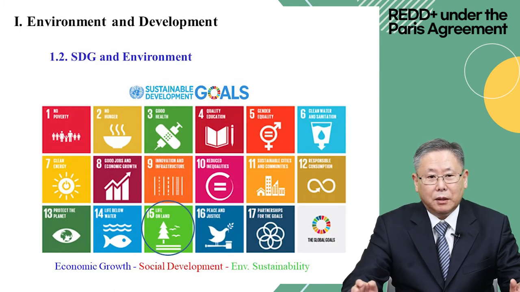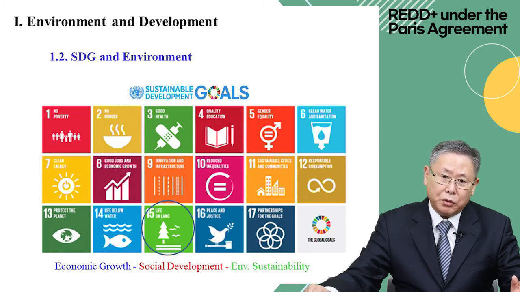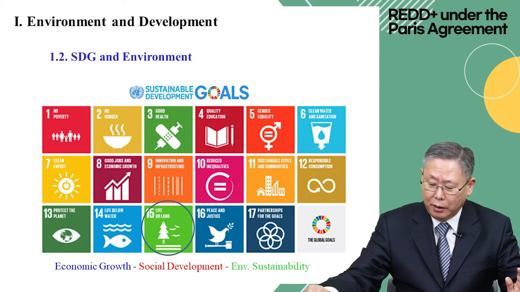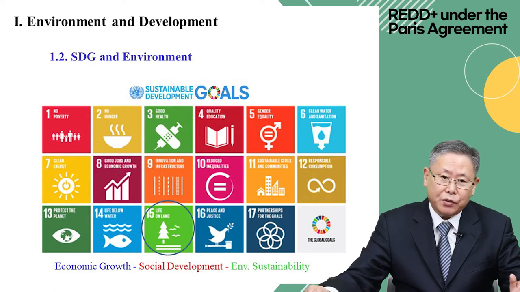So let's look at SDG and environment. Prioritize the environment first and target developing countries. The SDG try to harmonize the environment and economic development at the same time, emphasizing that not only developing countries, but also developed countries should participate.